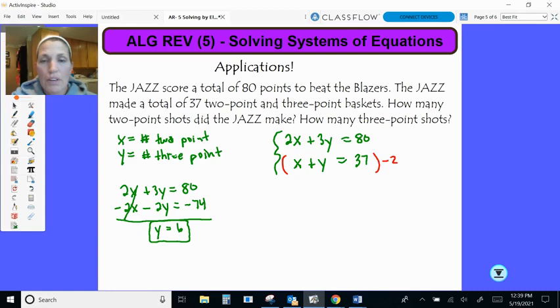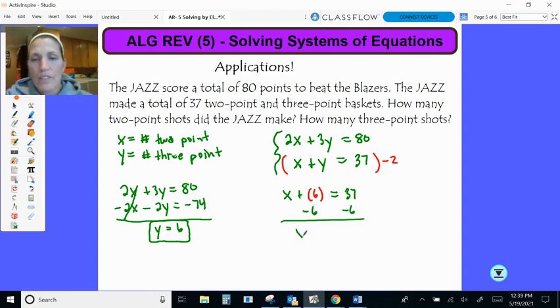So then we're going to come back up here. Let's plug this into x plus y. So we have x plus, and then we're going to plug in 6 here, equals 37, right? So if I subtract 6 from 37, we have x equals 31 shots, 31 2-pointers that were shot. So we made 31 2-pointers and 6 3-pointers to beat the Blazers in that game, which we all know happens.